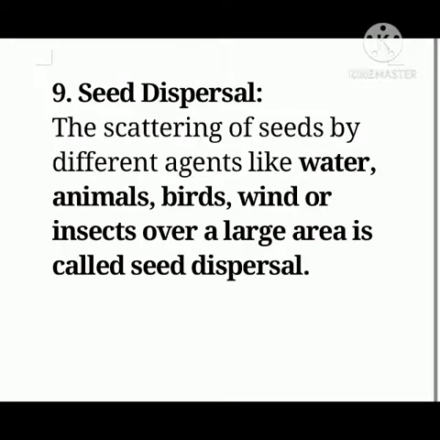What is seed dispersal? The scattering of seeds by different agents like water, animals, birds, wind, or insects over a large area is called seed dispersal. Seed dispersal is basically the scattering of seeds over a large area.